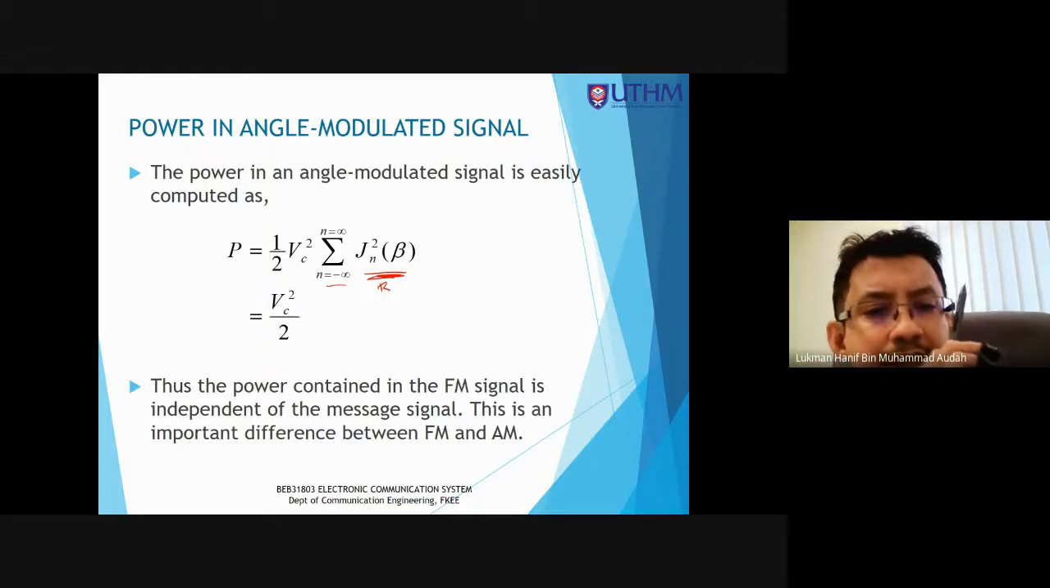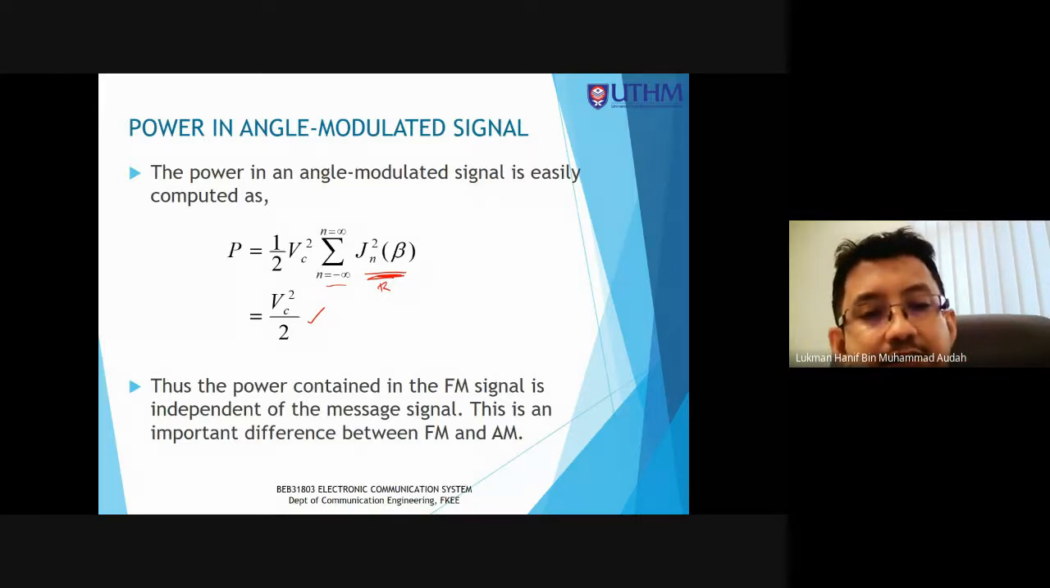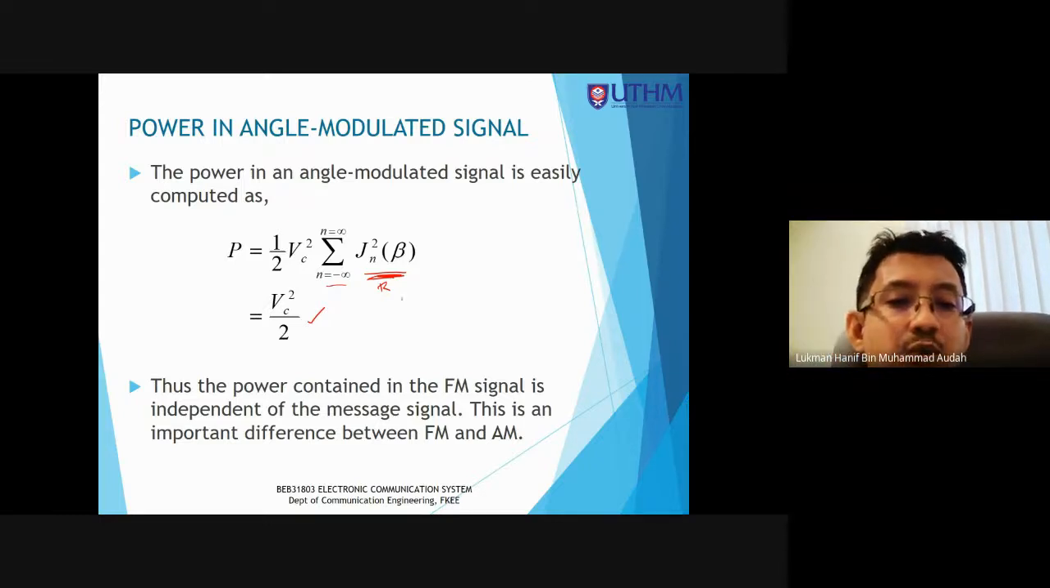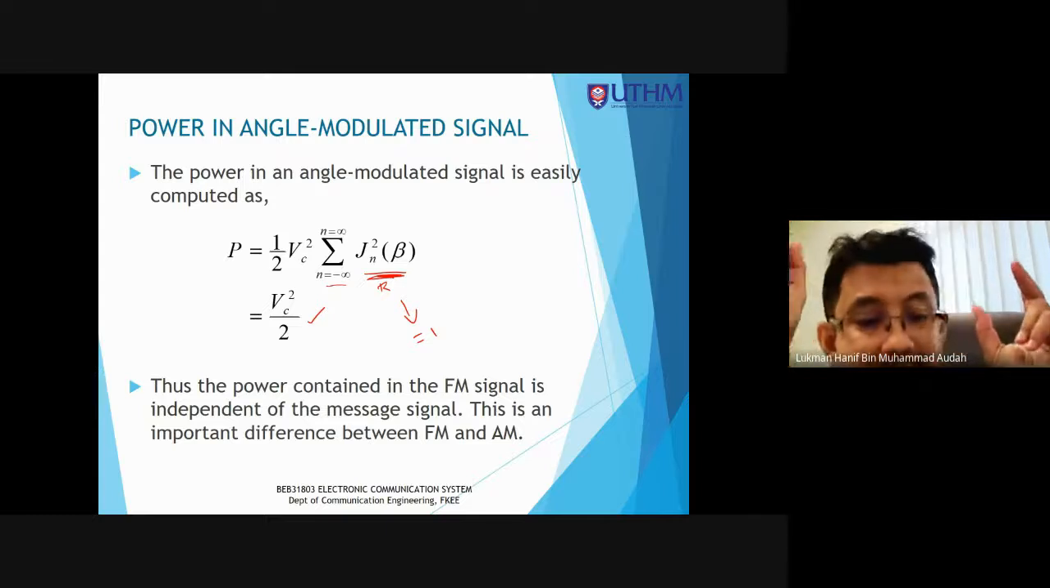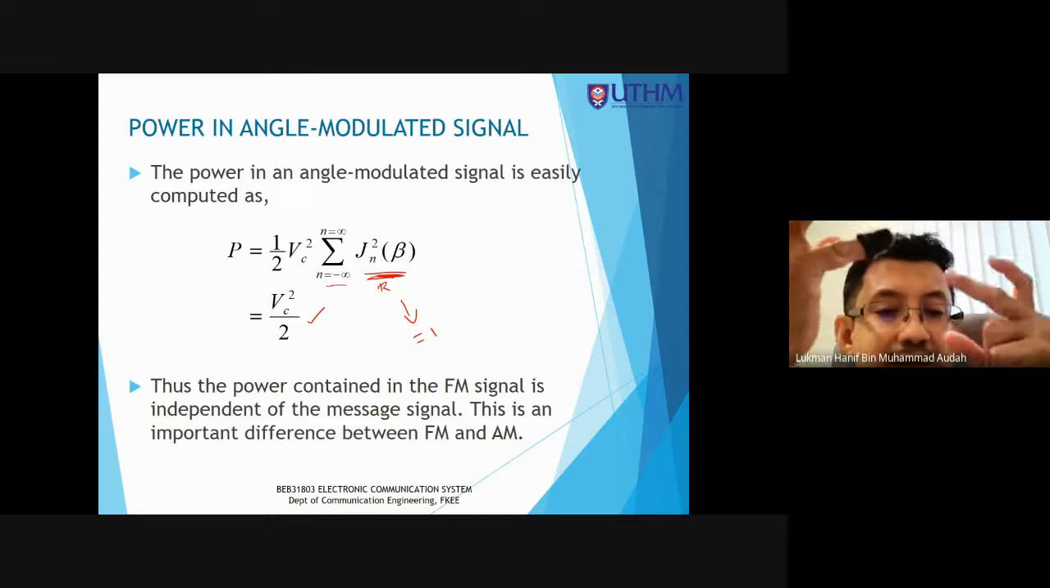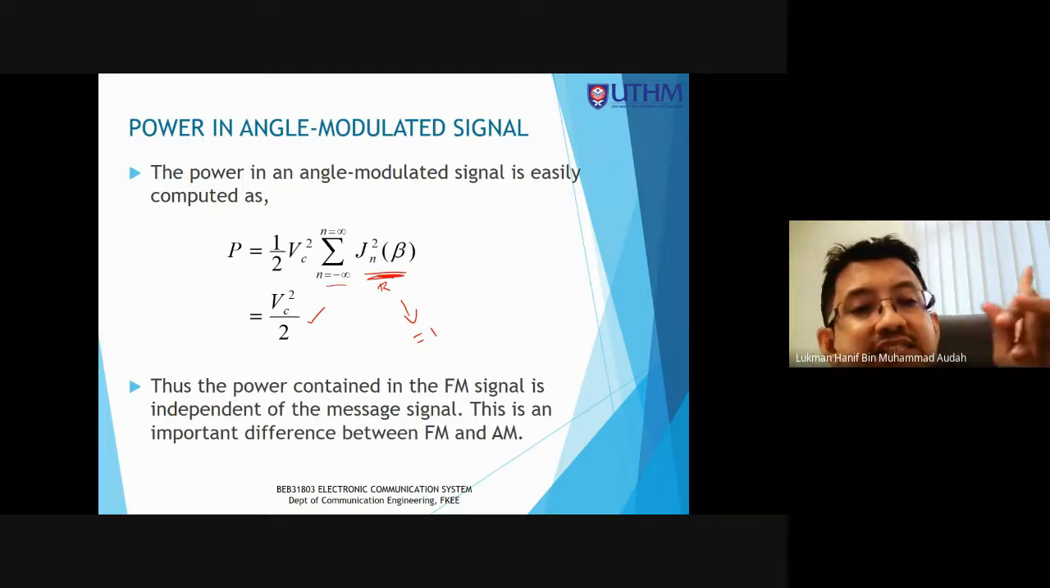Okay. So you see that here, kenapa suddenly J tidak ada? Suddenly there's no J. So where's the J? Okay. So one of the Bessel properties says that summation of quadratic J from minus infinity to infinity would be equal to 1. Ini adalah property daripada Bessel. So Bessel kata hasil tambah kuadratik J daripada minus infinity kepada infinity menghasilkan nilai 1.